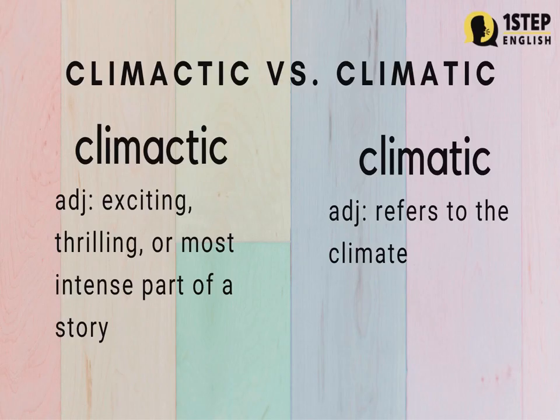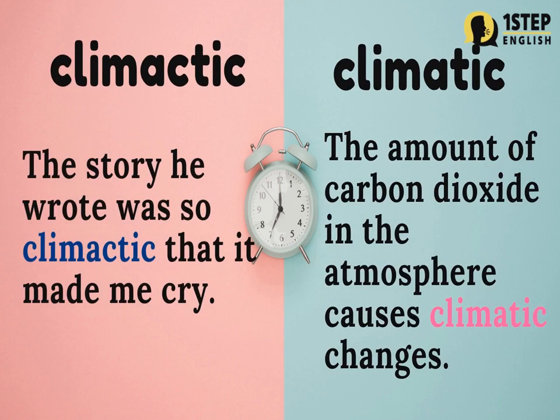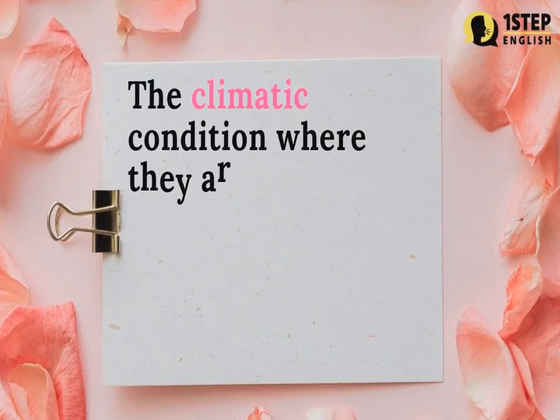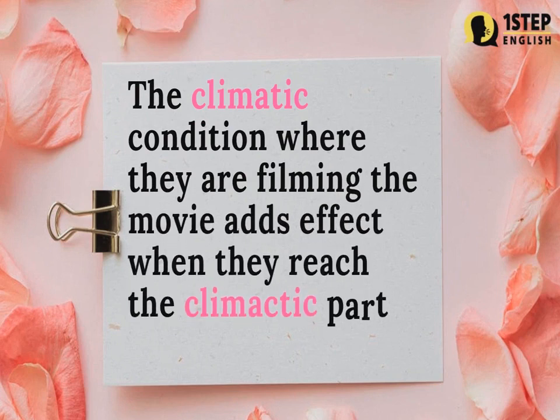Climactic versus climatic. Climactic, adjective, exciting, thrilling, or the most intense part of a story. Climatic, adjective, refers to the climate. Examples. Climactic: the story he wrote was so climactic that it made me cry. Climatic: the amount of carbon dioxide in the atmosphere causes climatic changes. Let us use the words together. The climatic condition where they are filming the movie adds effect when they reach the climactic part of the story.